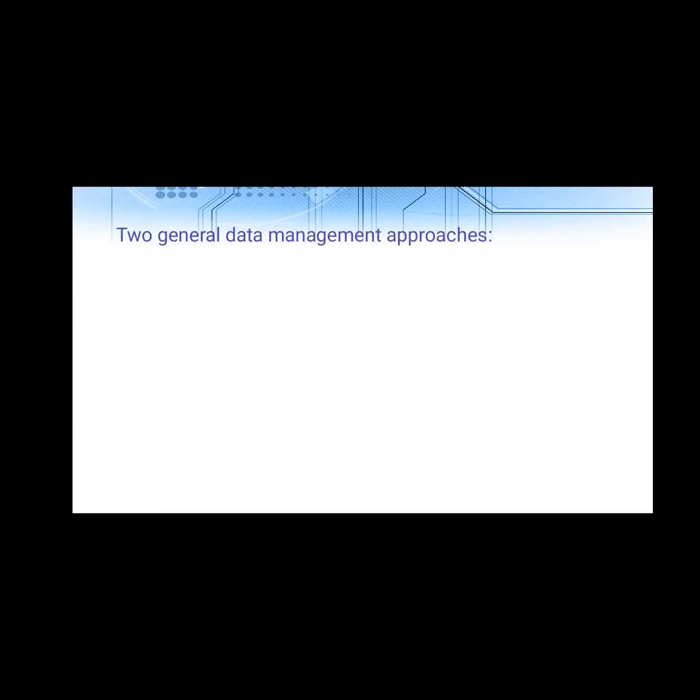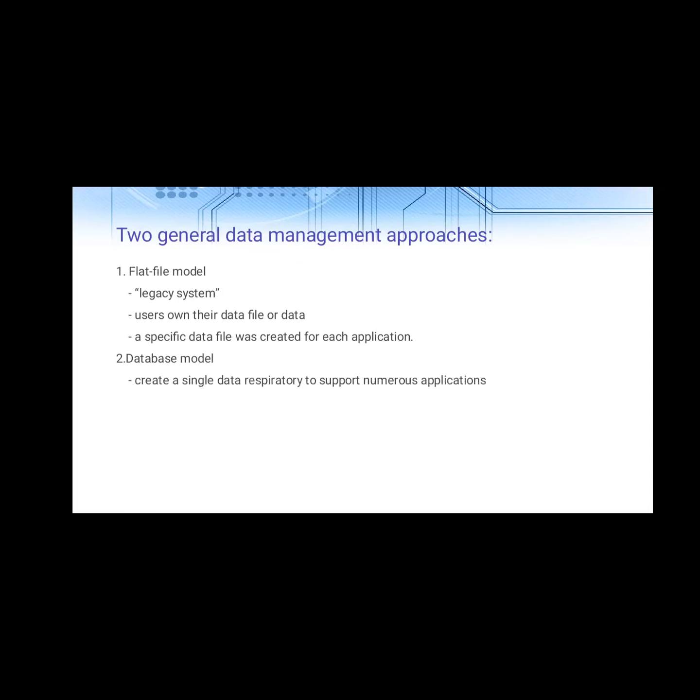We have two general data management approaches. The first one is the flat file model. In the flat file model, or the legacy system, users own their data files or data, and a specific data file was created for each application. While the second approach is the database model, wherein they create a single data repository to support numerous applications. So for us to understand this more, let me show you the difference between the two general data management approaches.